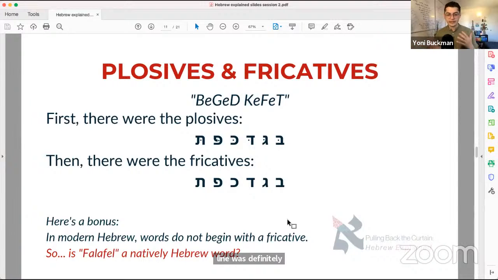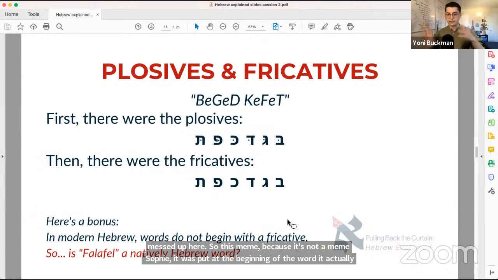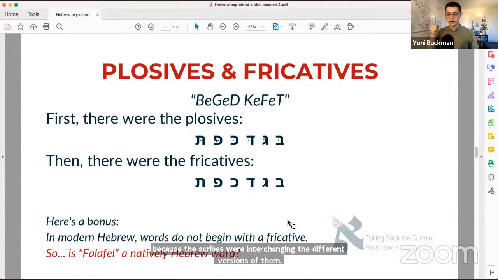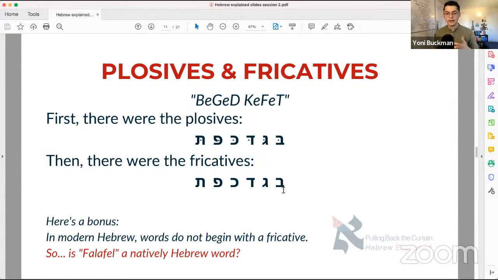So now we get to this piece here. We're going to start making funny sounds. Fancy words, plosives, fricatives, basically all it means is you've got these hard sounds where the sound is stopping, and then you have open sound where it opens up and air is passing through. So we talked about these. This is used in a kind of mnemonic device, beged kefet.